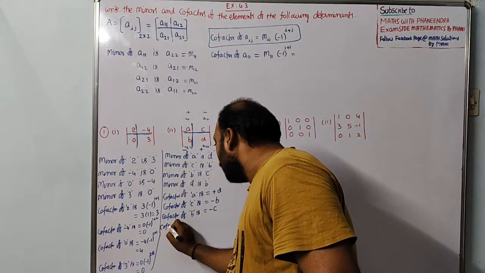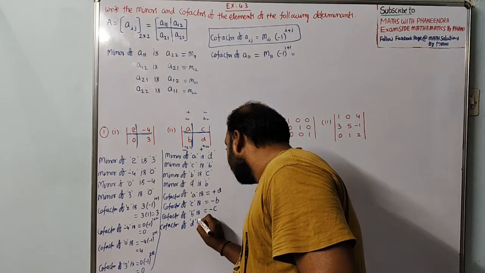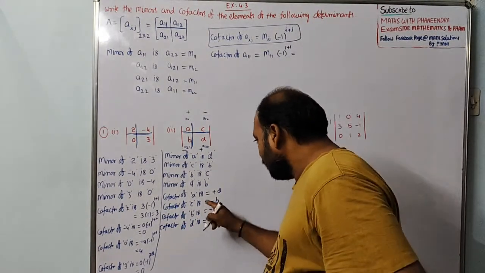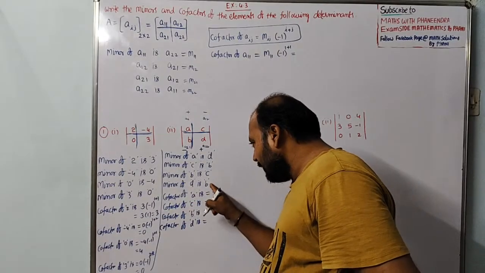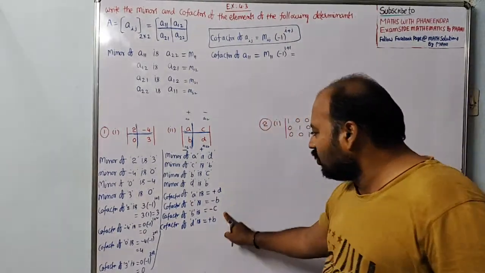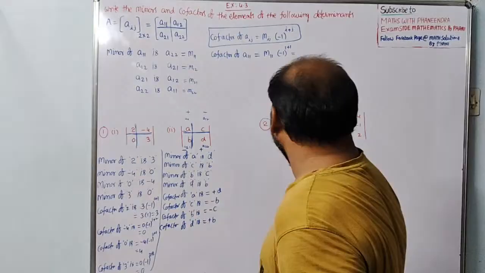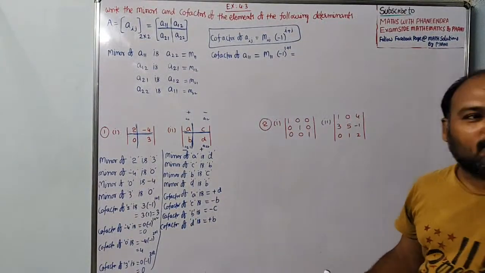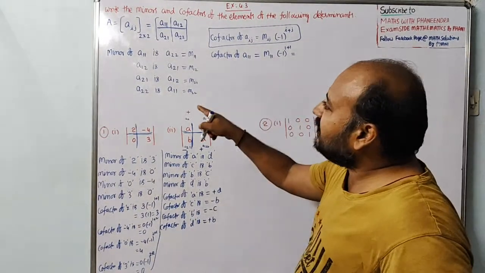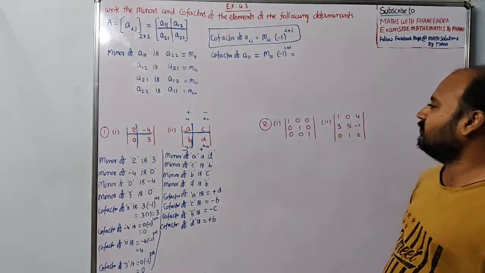Next, cofactor of D is. Cofactor of D is first minor of D is B, no? Multiplying with plus. So these are the cofactors. These are the minors of this matrix. I hope everyone understand. Among these two, one of the question I am going to explain minor as well as for this question I am going to explain for the second question.